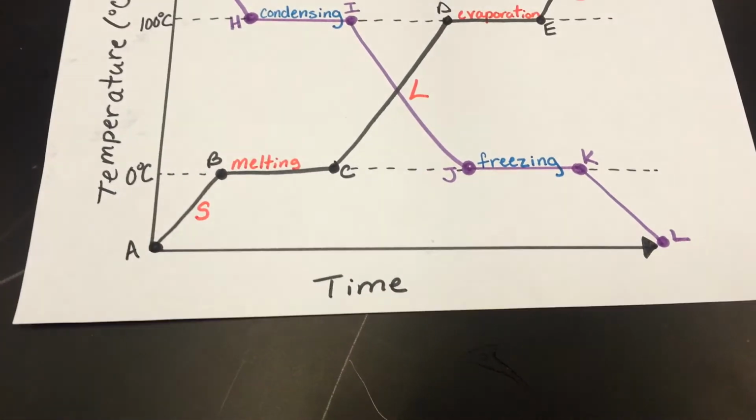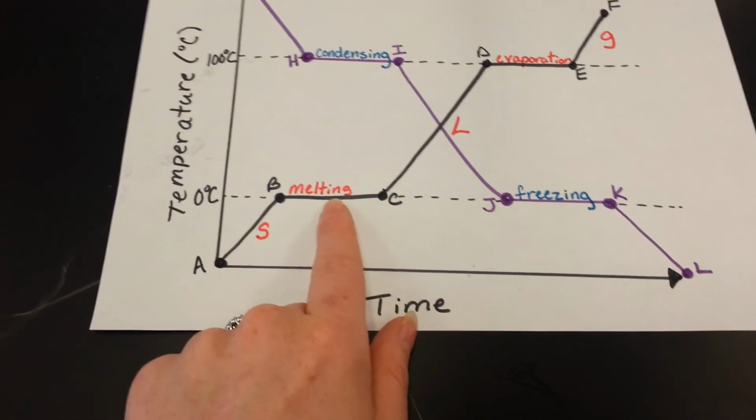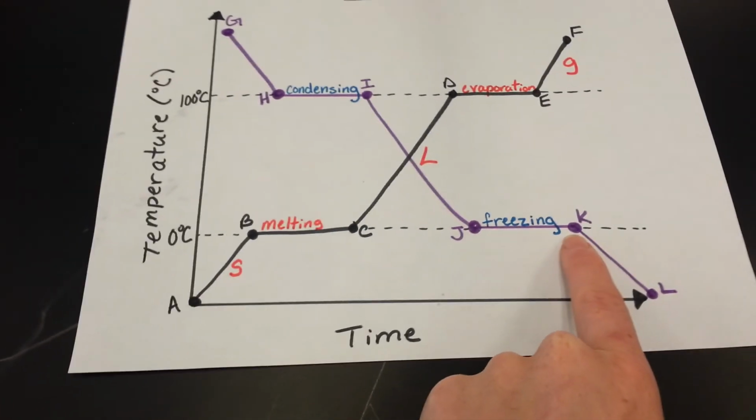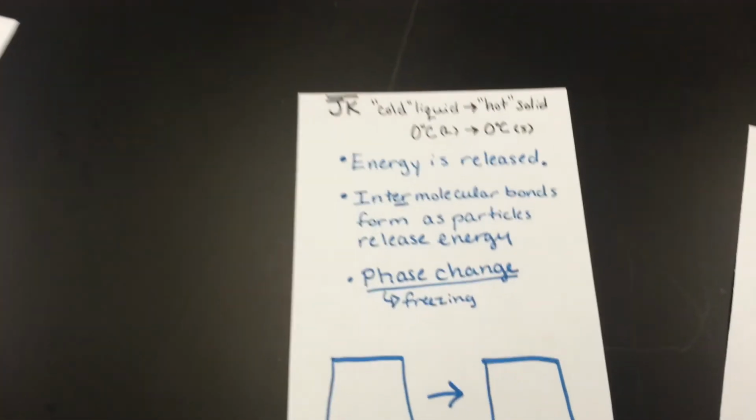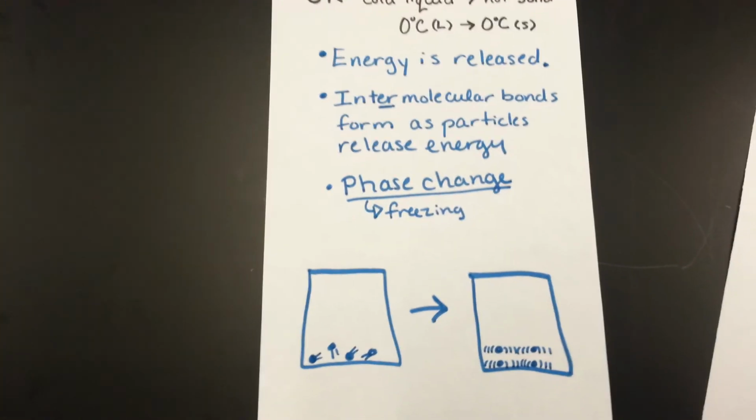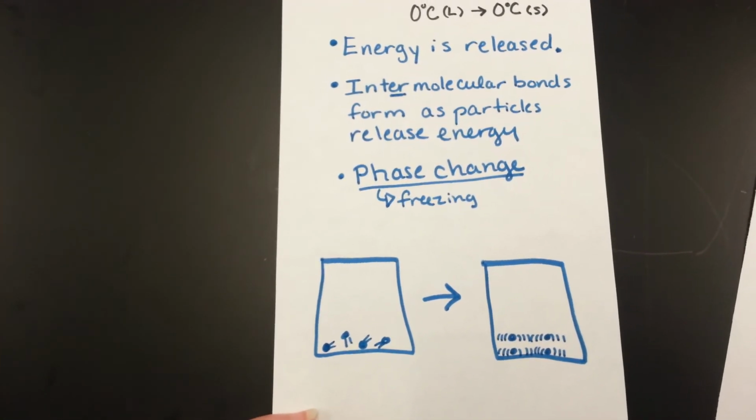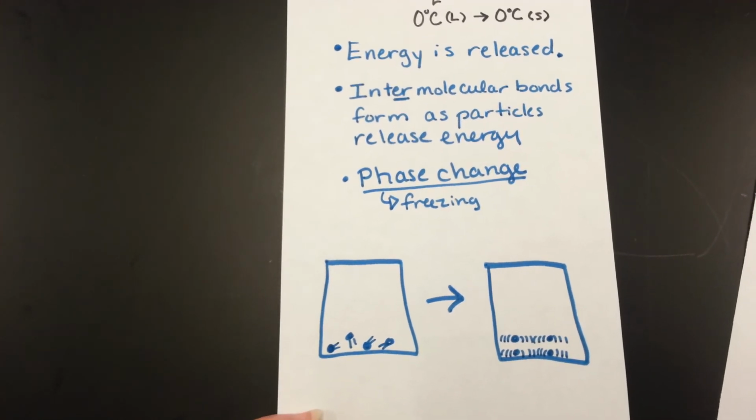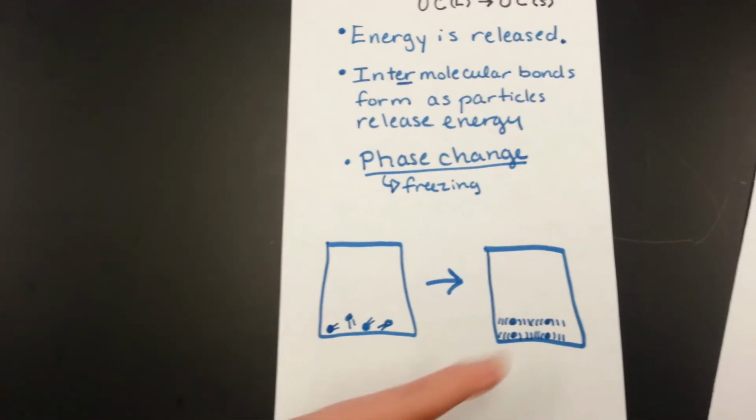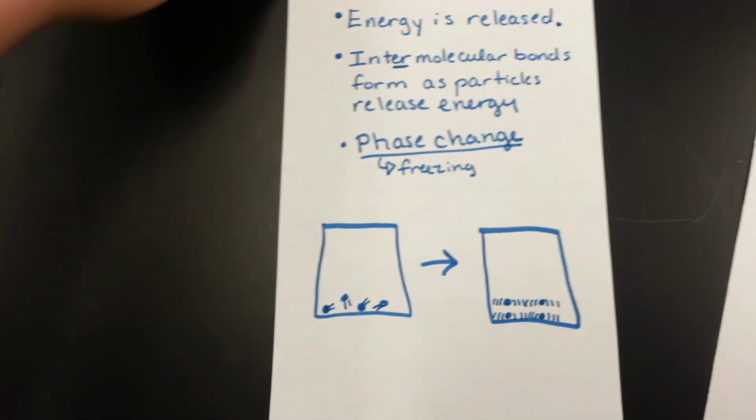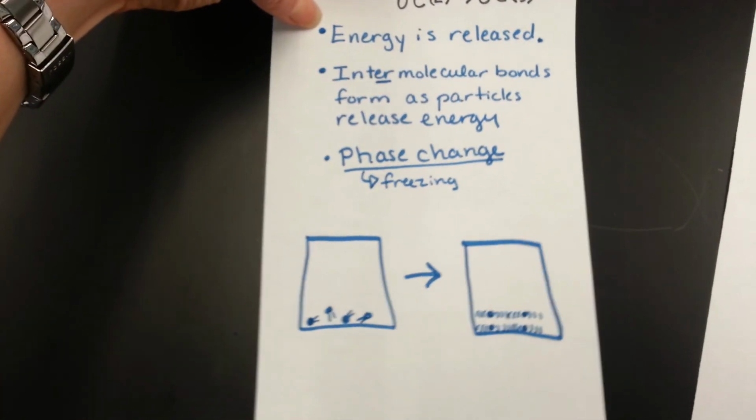Continuing, now we're hitting another flat line. On the heating curve, this was our melting, but now we're going from the liquid to the solid phase, and this is our freezing. Energy still released. Now we're going to form even more intermolecular bonds because the particles are going to be even closer together, and they're just going to take that solid form, but they'll still be vibrating quite quickly comparatively to a colder solid.